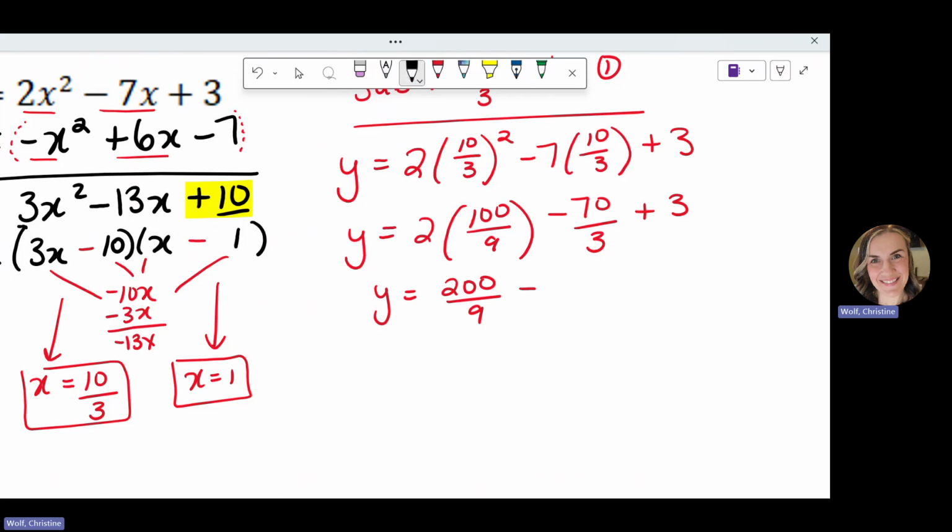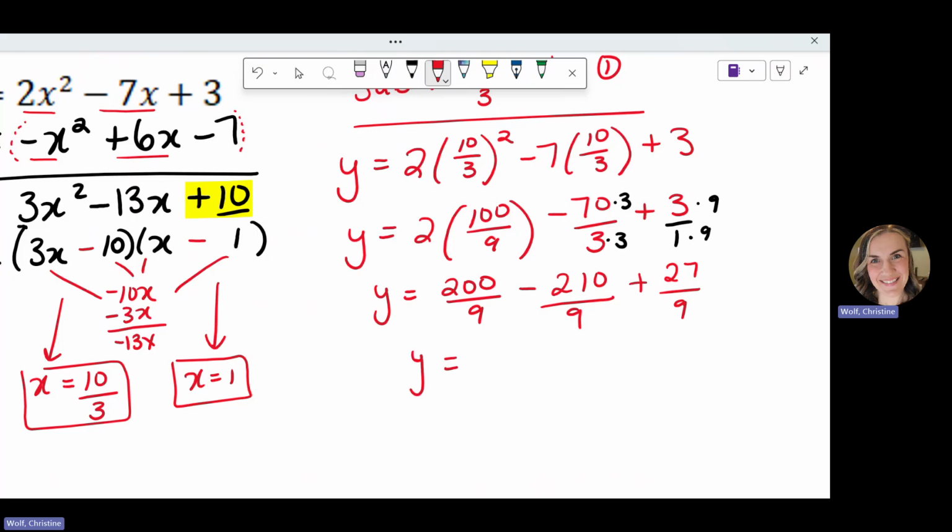You know what I'm going to do? I'm going to do that right now because I know I'm going to have them both over 9, right? So if I go times 3, I have 210 over 9. And you know what I'm going to do? I'm going to put that over 1. I'm going to do the same thing. I'm going to change that to a 9 also. And I therefore have 27 over 9.